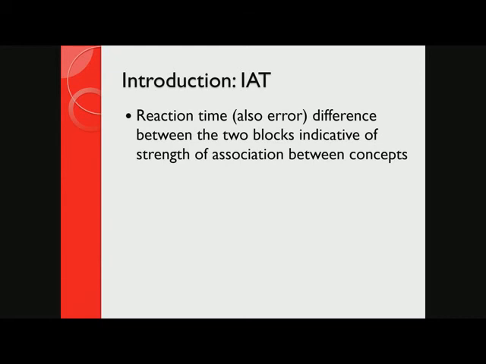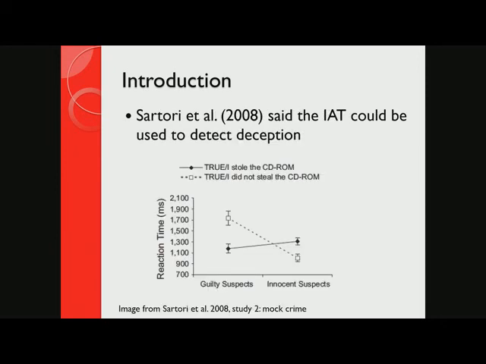So if you're quicker when good stimuli go together with yellow stimuli compared to when good stimuli go together with green stimuli, that is a sign that you associate yellow stimuli more with good things. And then you could argue that that person probably sees green things as being better than yellow things. And Sartori and Ali in 2008, in a series of experiments, said that you could use this to detect deception.